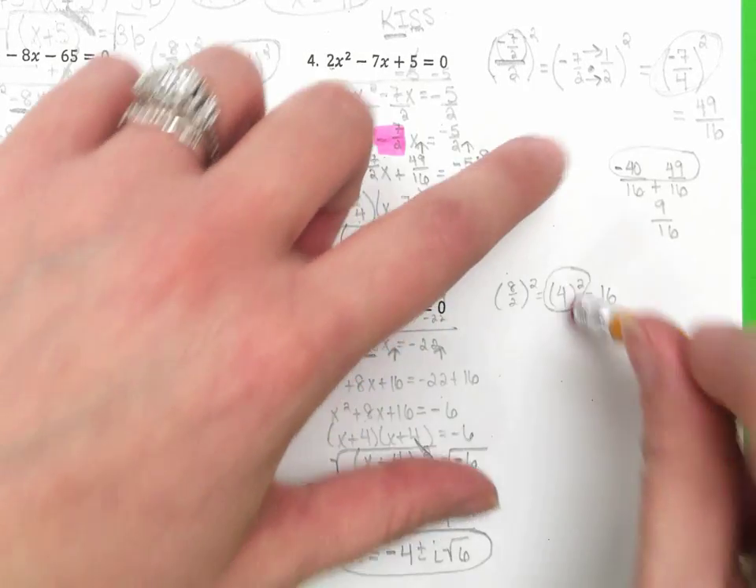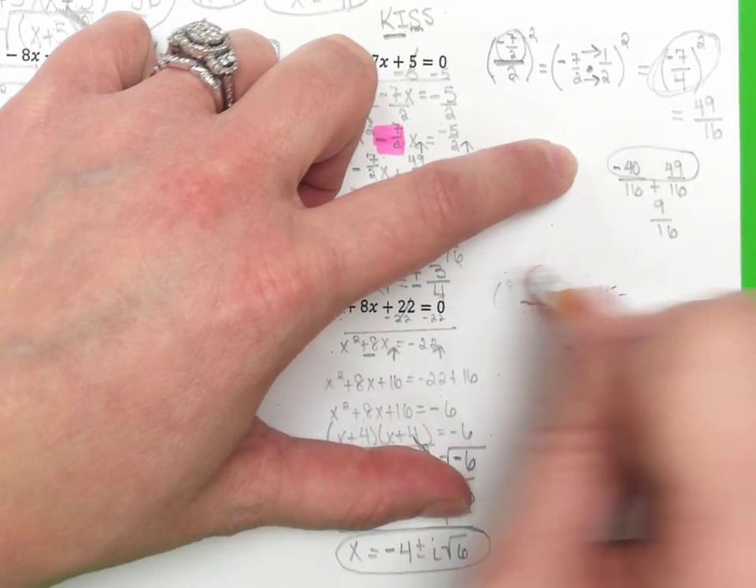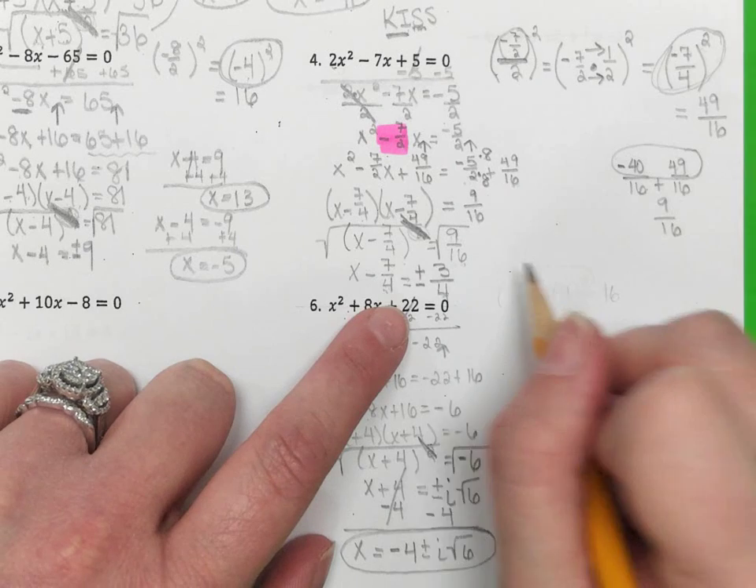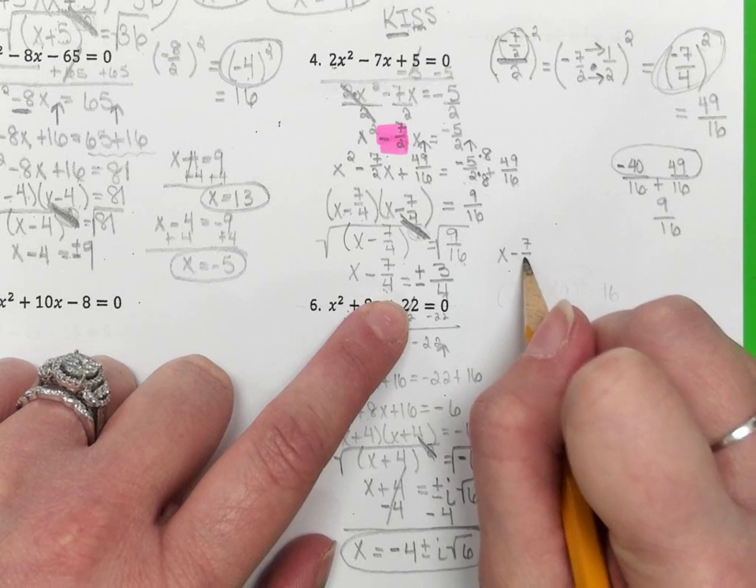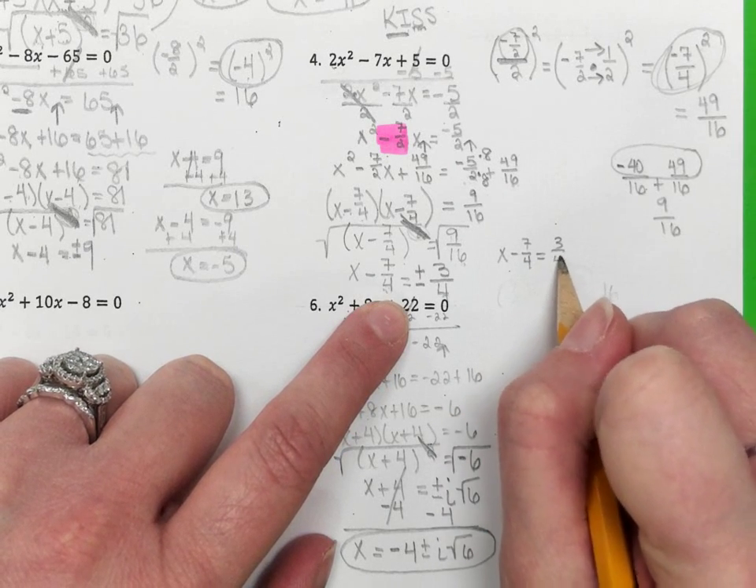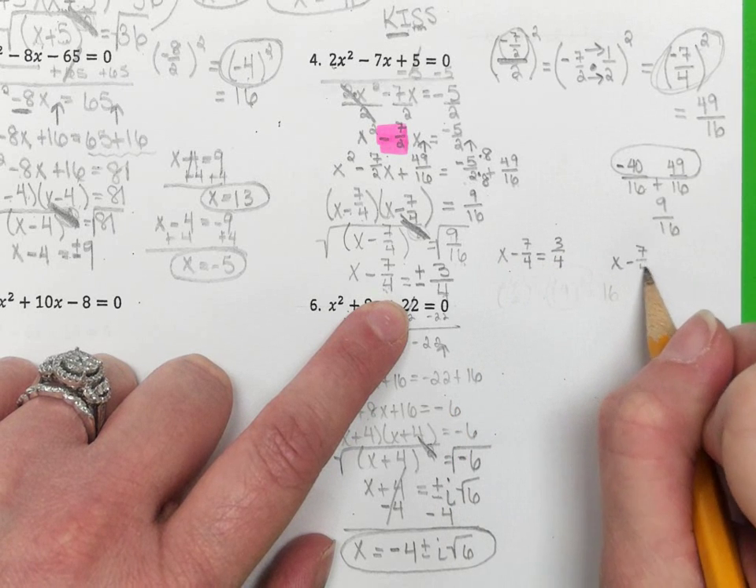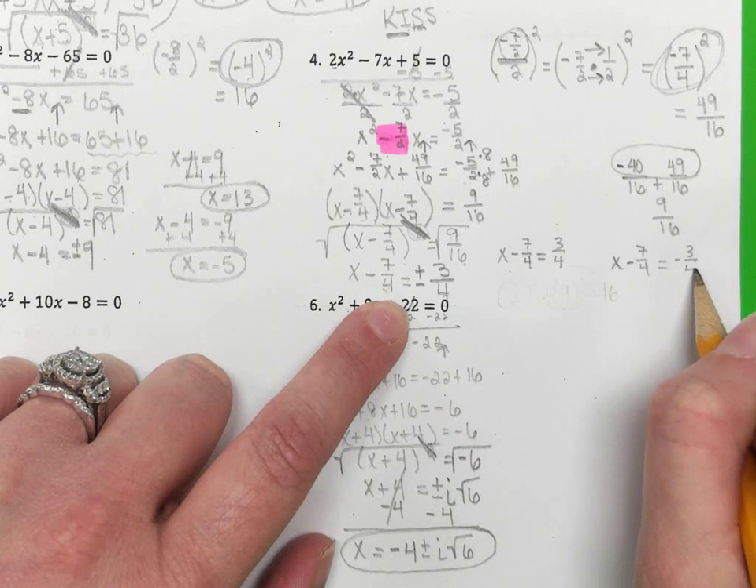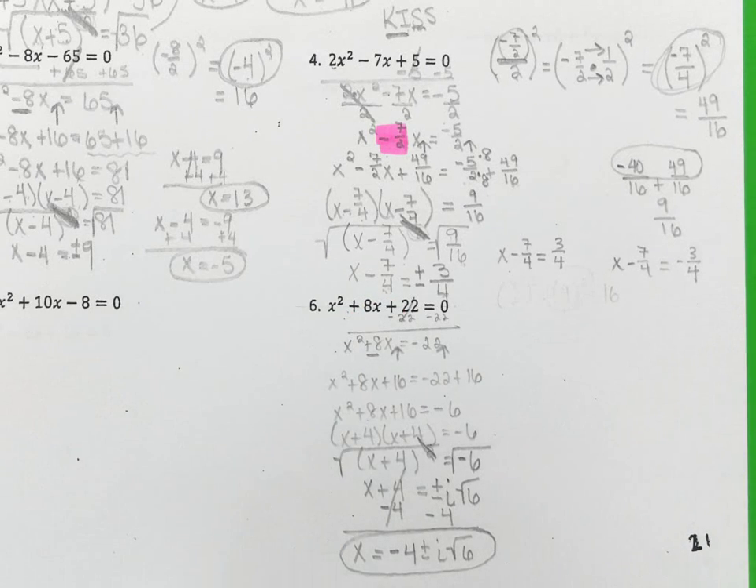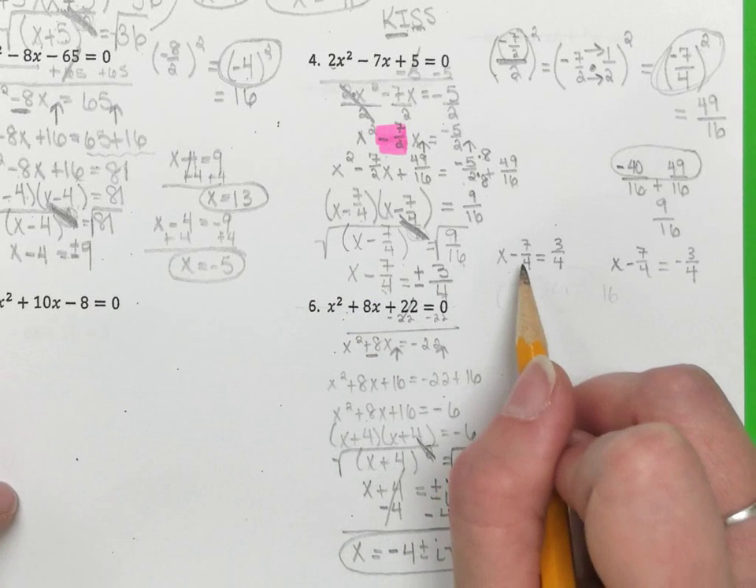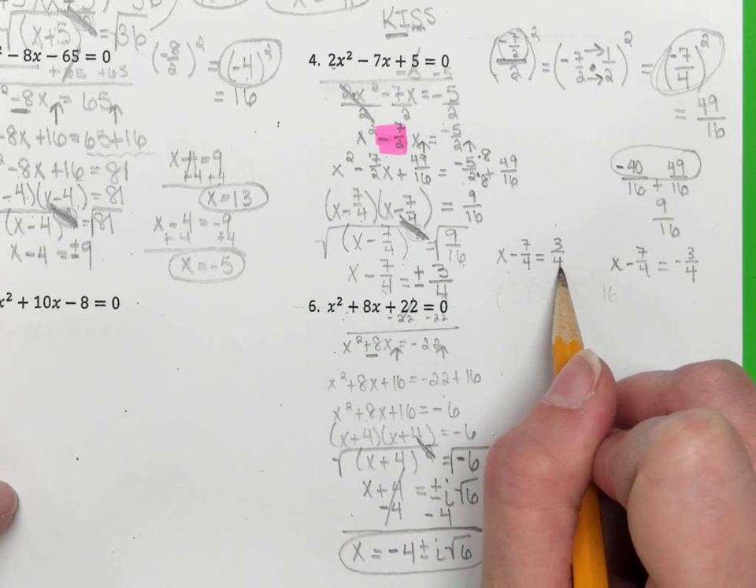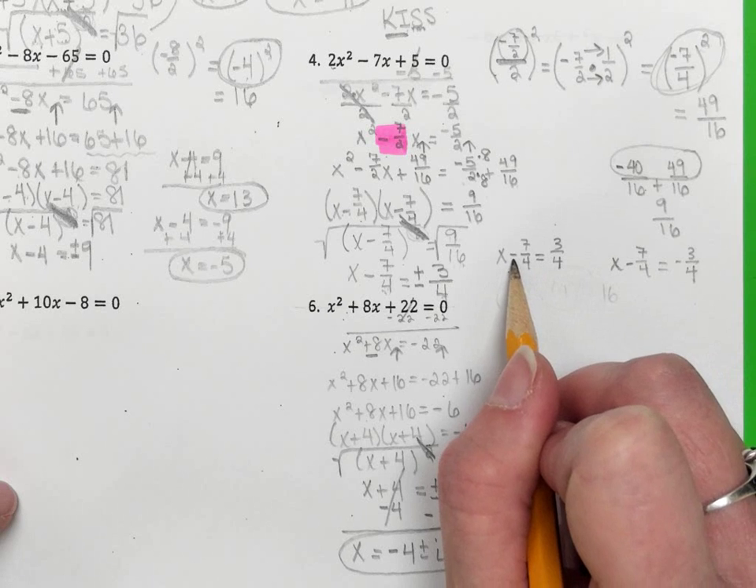All right, I have x minus 7 over 4 equals positive 3 over 4. And I have x minus 7 over 4 equals negative 3 over 4. Y'all okay with this? Tyler, you getting this? Yep. Okay. All right, how do I move this to the other side? You add it.